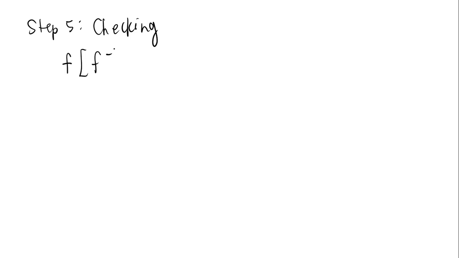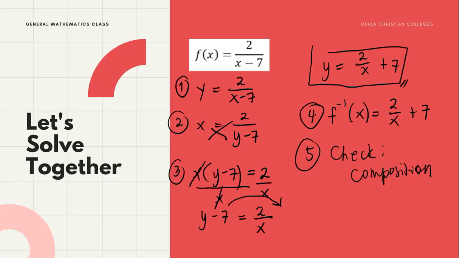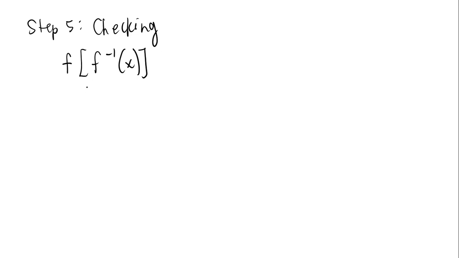So let's check. Step number 5, we have the checking. So for checking, we have f of f inverse of x. Ayan. So given po natin sa f ay 2 over x minus 7.